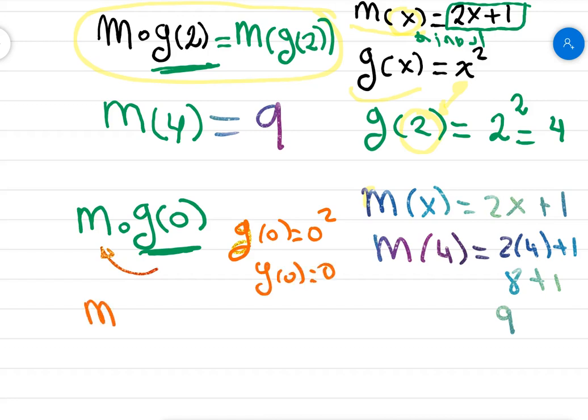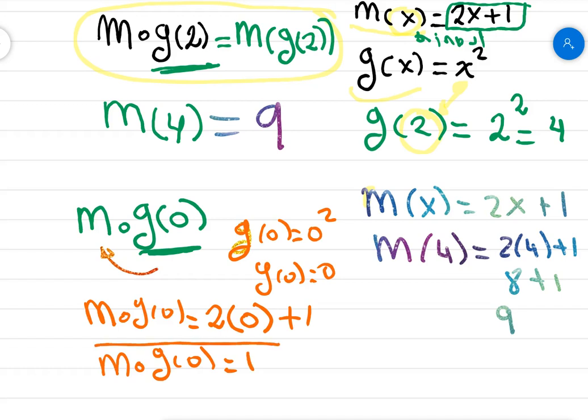So the composition of m and g of 0 is to evaluate m for the value of g of 0, that in this case is 0. 2 times 0 is 0 plus 1, 1. So my composition in this case is just 1.